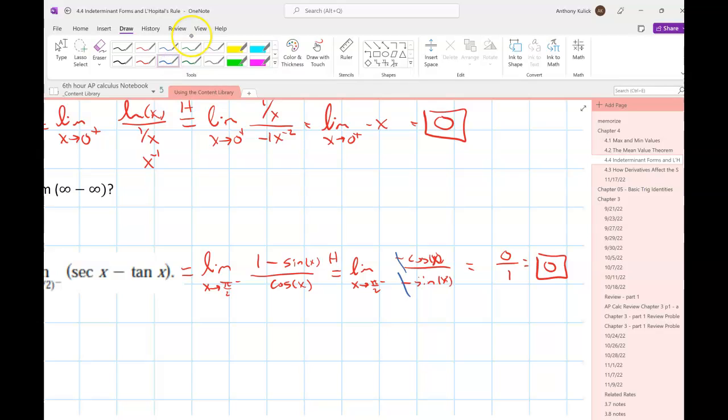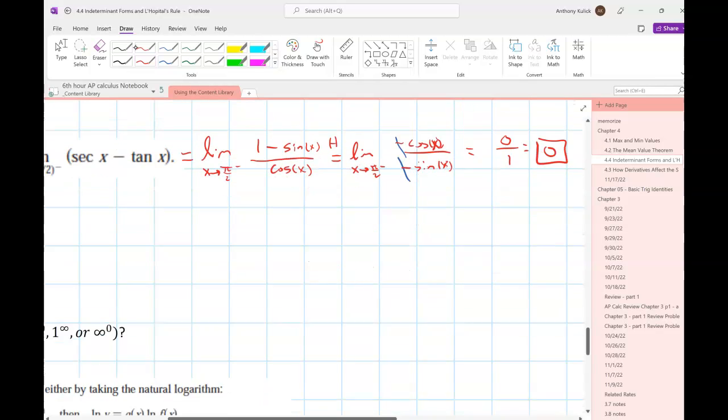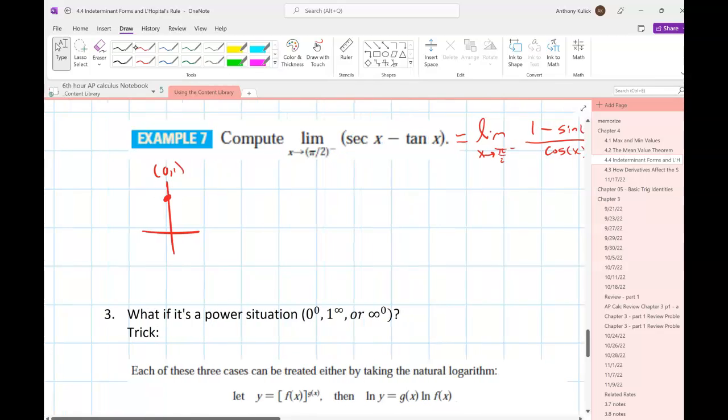Again, back here, I canceled the negatives, right? Like I didn't write it down, but who cares? You guys cool? Let's see another one, right? Oh no, I don't have another one.